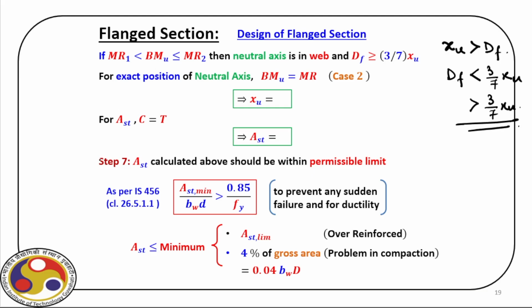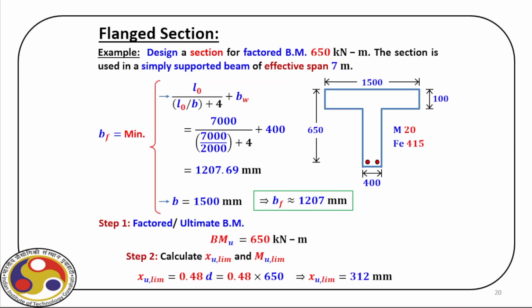And then finally, once we find out AST, we also have to satisfy the minimum and maximum limit criteria. All of you are familiar with these conditions. So we check whether this condition is satisfied as per the respective codal clause. And of course, we cannot go beyond 4%. That limit is also checked. Once these limits are checked, all the design criteria are satisfied. Then we identify the diameter of the bar that we are going to provide to meet this AST requirement, and accordingly we produce the sectional details.